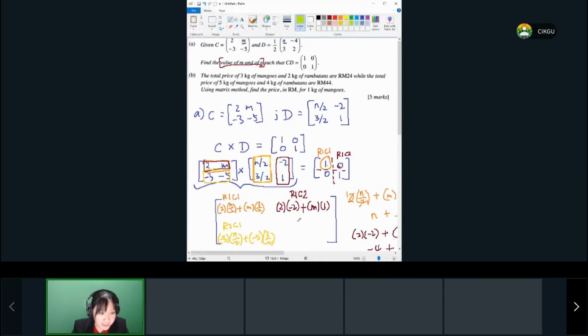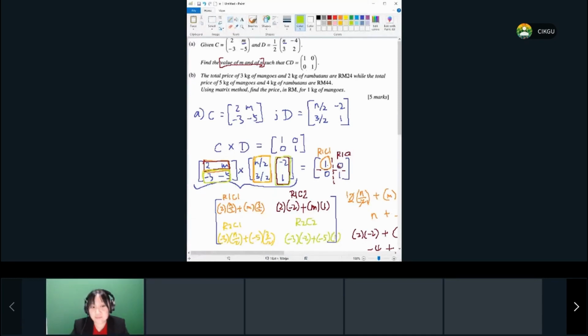Okay, the last one, use light green. This one is at the second row, right? Second row and second column, C2. So second row you take, second column you take. So -3 times 2, -3 times -2, -5 times 1.